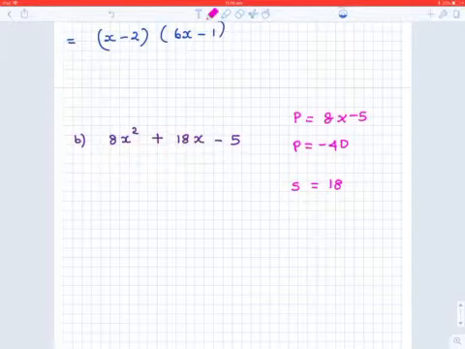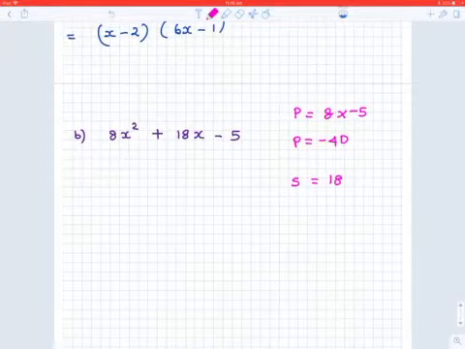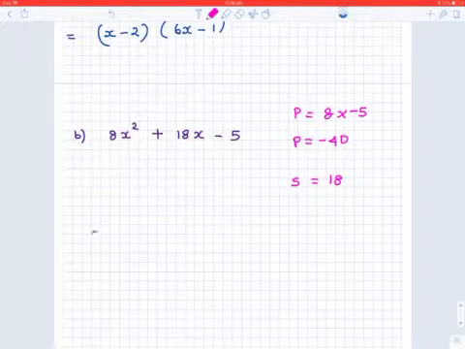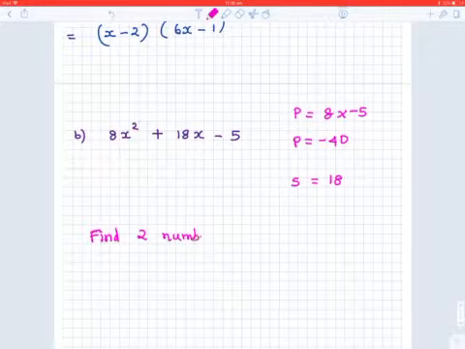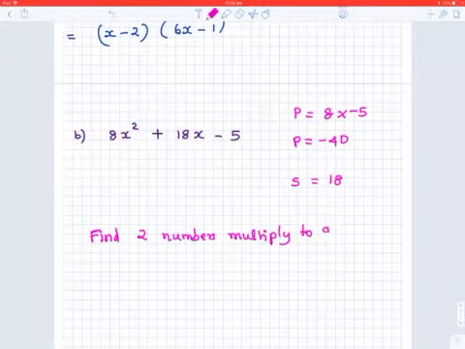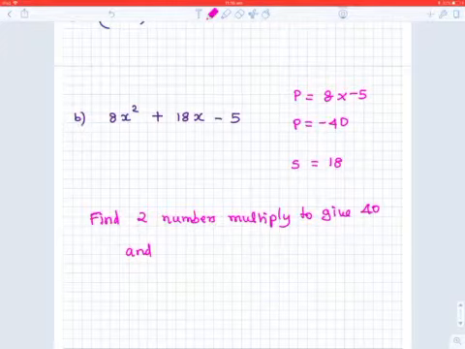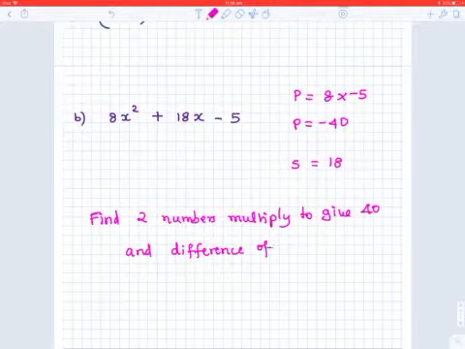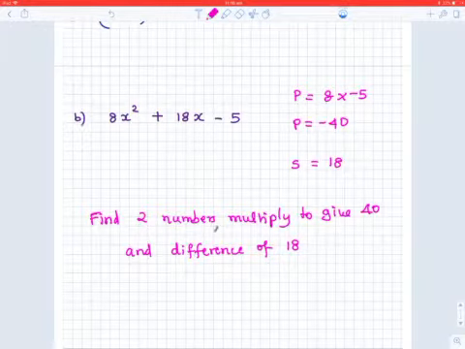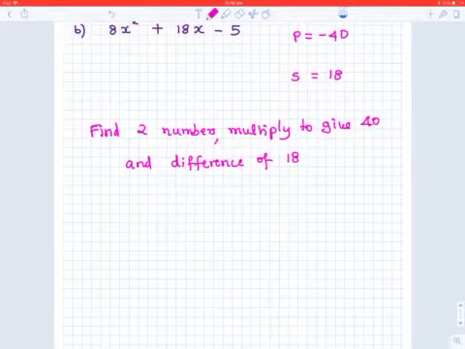Okay, when you see the product is minus 40, because the product is negative, you have to find two numbers that multiply to give 40 and have a difference of 18.